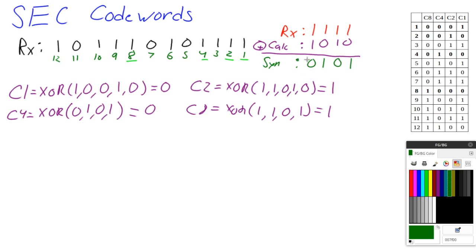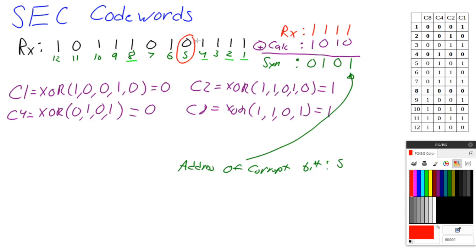But here our calculated was different than received, and this is actually telling us the address of the corrupt bit. And so the address is 5, right? Bit 5 is corrupt, right here. Bit 5 is what got corrupted. And so that means, since there's only 2 values you could have, 0 or 1, this is supposed to be a 1. This is where the error's at.